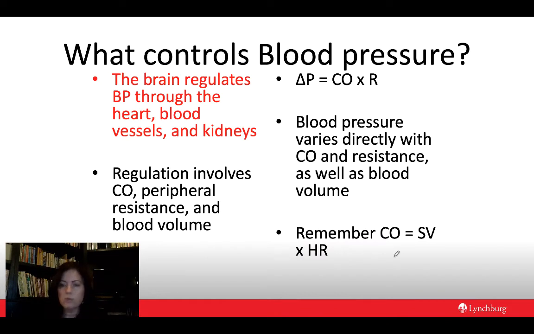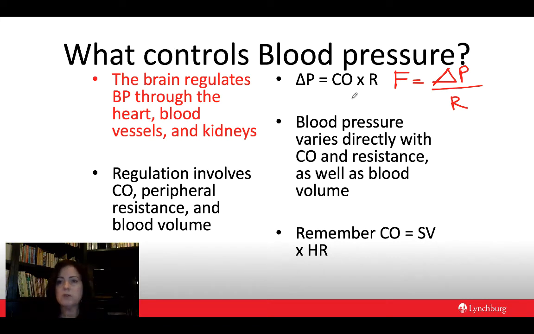So what controls blood pressure? What types of things are going to factor in? These are factors that play a role in blood pressure in the body. We can take our initial equation from a few slides ago. If you remember, we said blood flow equals change in pressure over resistance. That's the first equation we started with.